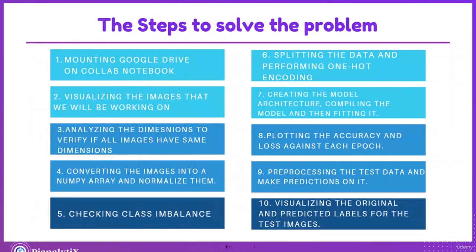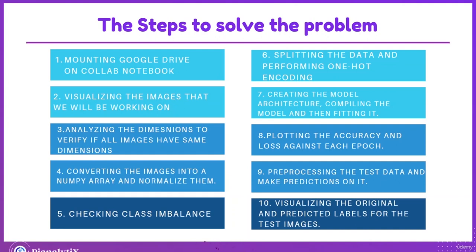So the steps to make this project involve: first, I'll show you how you can mount your Google Drive on your Colab notebook. After that, we will visualize some of the images that we will be working on. Next, we will analyze the dimensions of all the images and verify if they have the same dimensions. Next is the important step where we will convert these images into a NumPy array and normalize these images.